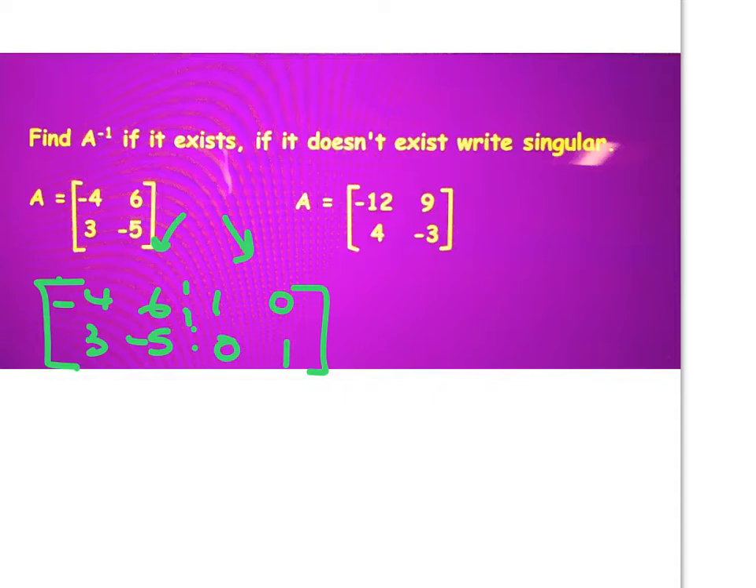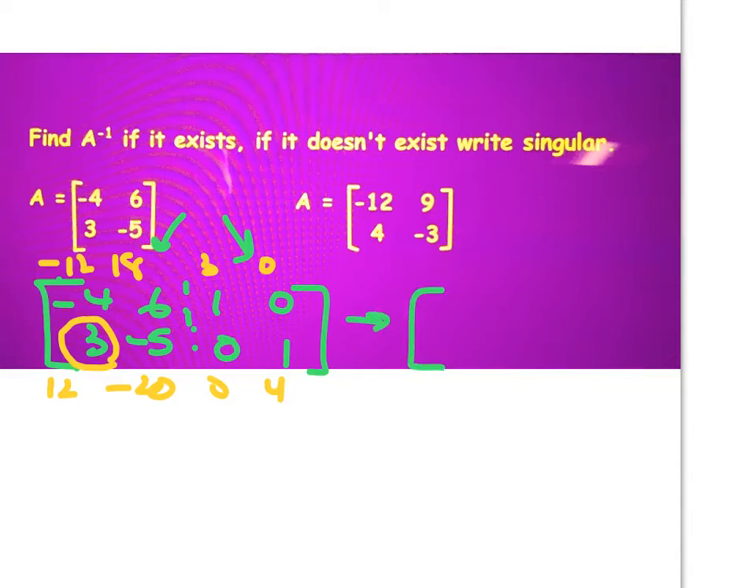So what I want to happen first, this goes back to the other day, I want that right there to become a 0. So I'm going to multiply the top row by 3, which would be negative 12, 18, 3, and 0. The bottom row by 4, make that 12, negative 20, 0, and 4. And I'm going to add those numbers together. First of all, the first row I haven't changed yet.